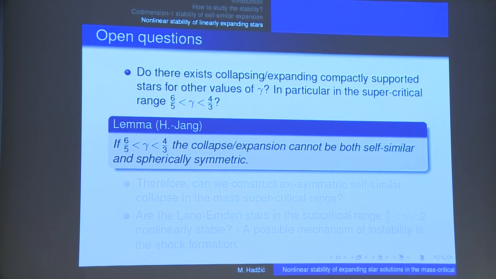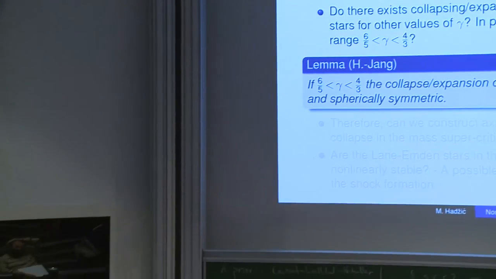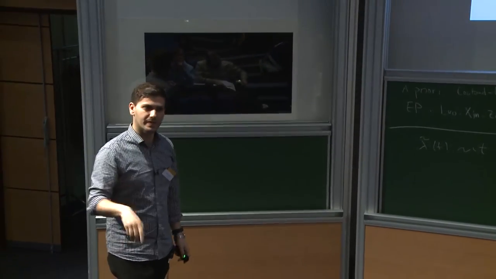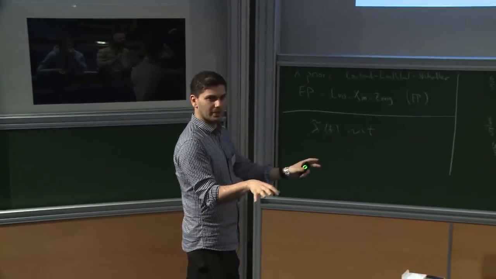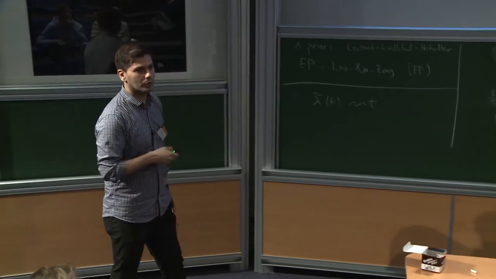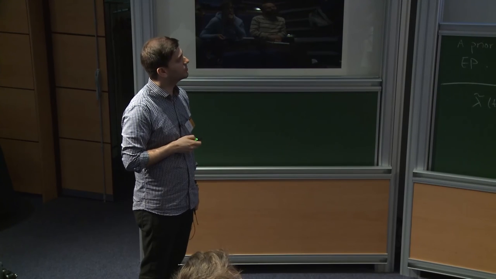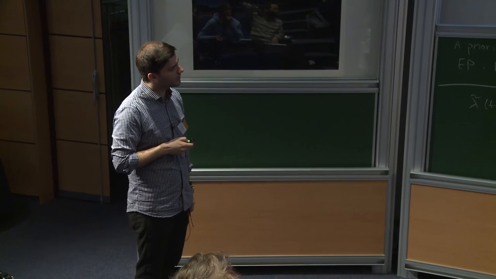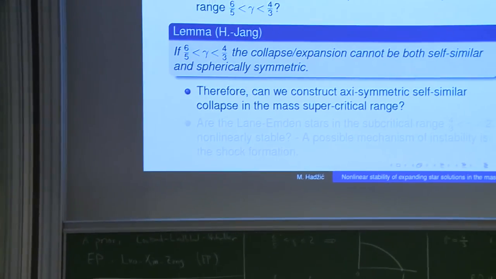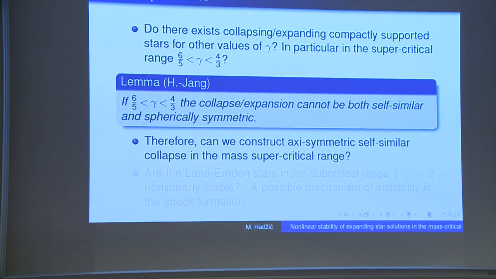What you can show, however, is that self-similarity and spherical symmetry cannot coexist for this type of collapse. Gamma being 4/3 is absolutely critical to be able to combine the two. Okay, and this is a very silly thing to show. It's just some conservation law type calculation. So the question is, can you construct axisymmetric self-similar collapse in this mass supercritical range? I think this is a very interesting problem.